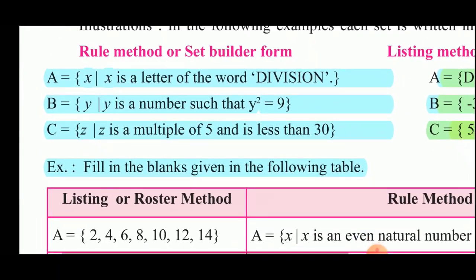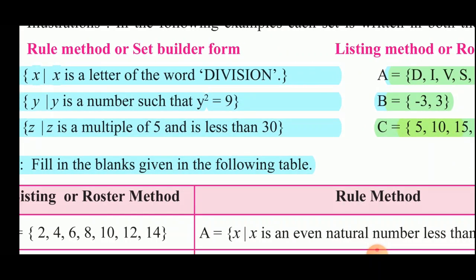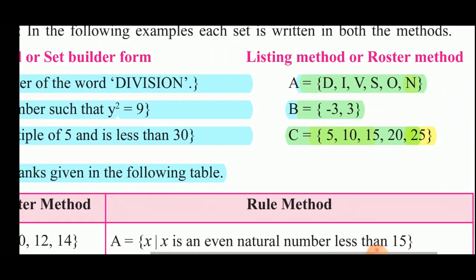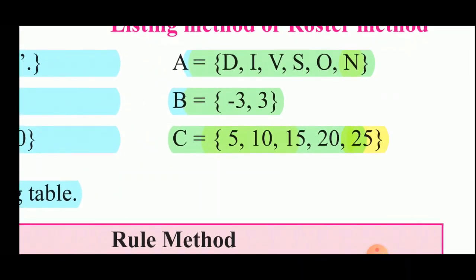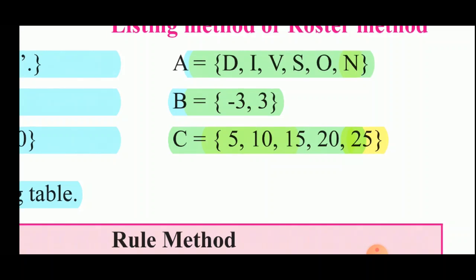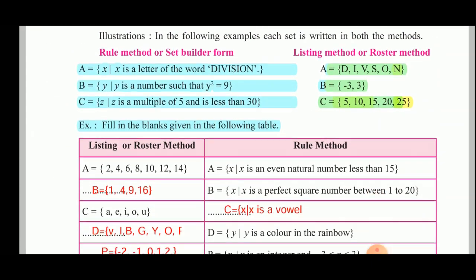Now C is the multiples of 5 less than 30. Less than 30 means which multiples of 5 will come? 5, 10, 15, 20, 25. Less than 30 it is, so 30 will not be there. If less than or equal to 30 had been there, then 30 also we would have to include in this set C.